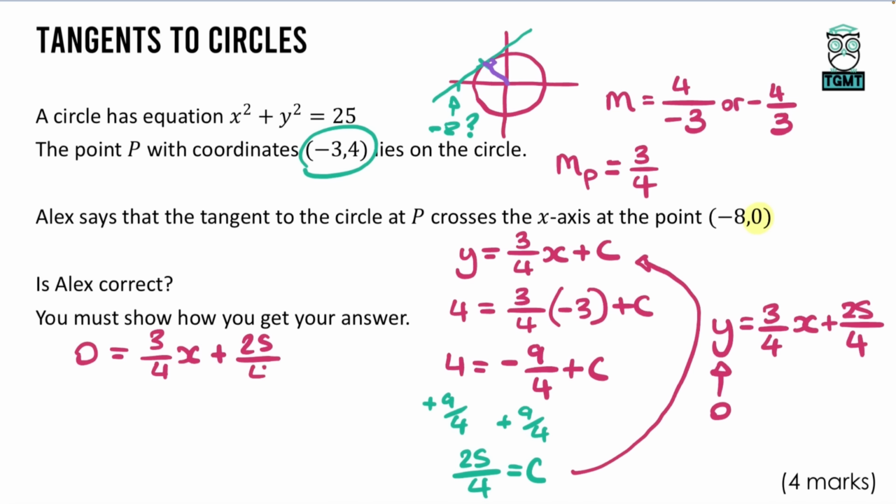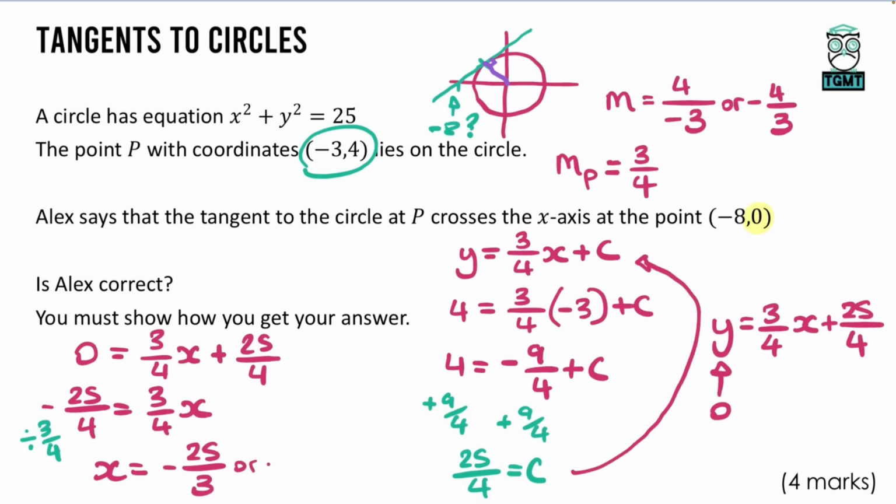And then plus 25 over 4. So solving that, minus 25 over 4 to the other side equals 3/4 x. And then we need to do negative 25 over 4. I'm going to do this on the calculator and divide that by 3/4. There we go, just type that in. And we get x is equal to, I'm going to write that working out down just here though, divide by 3/4. And we get x is equal to minus 25 over 3 or minus 8.3 recurring.